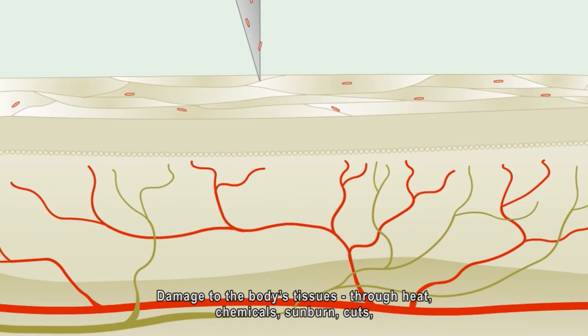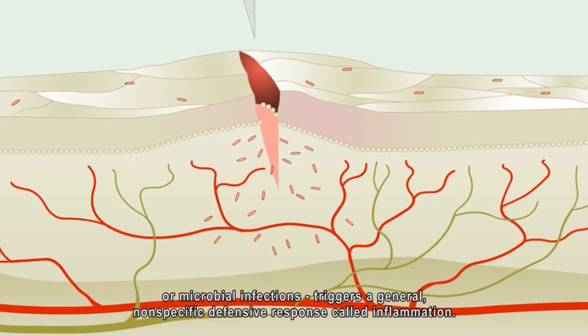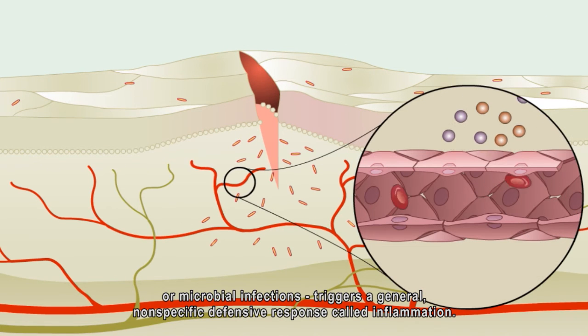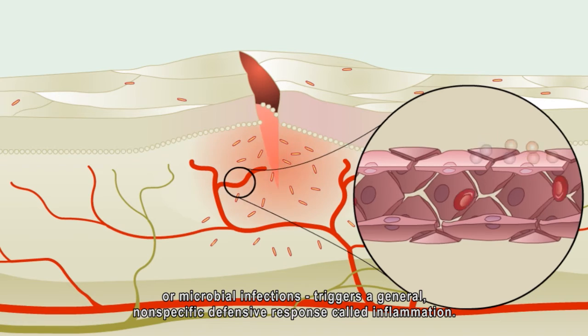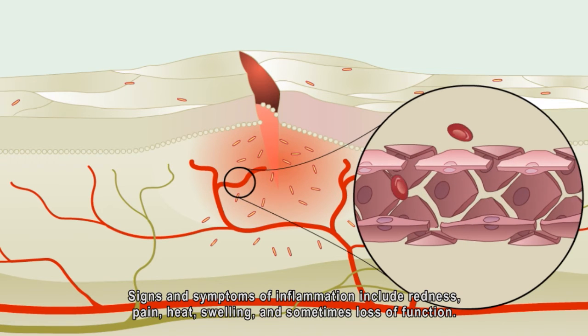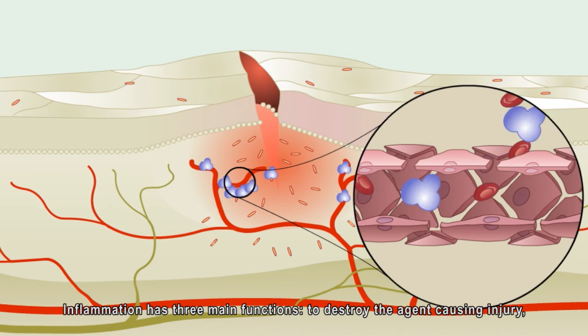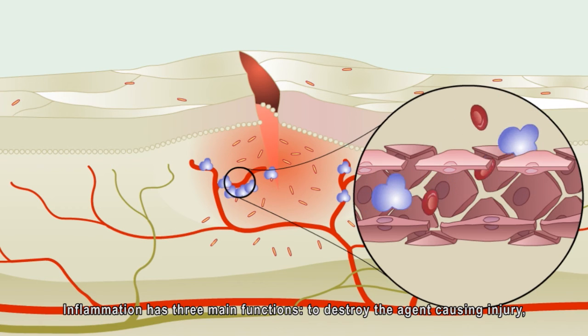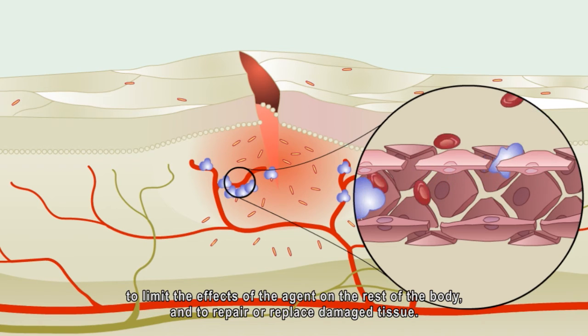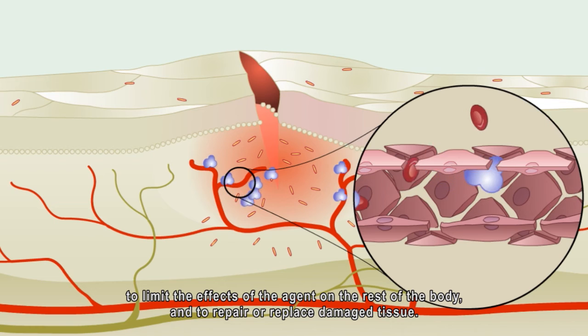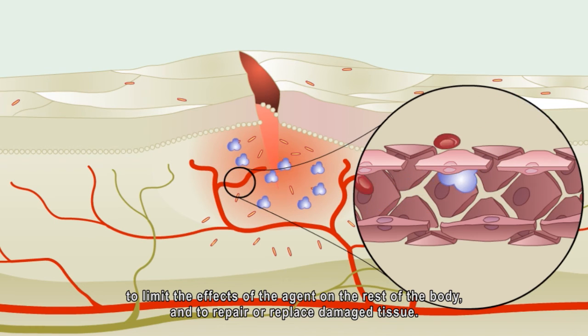Damage to the body's tissues through heat, chemicals, sunburn, cuts, or microbial infections triggers a general, nonspecific defensive response called inflammation. Signs and symptoms of inflammation include redness, pain, heat, swelling, and sometimes loss of function. Inflammation has three main functions: to destroy the agent causing injury, to limit the effects of the agent on the rest of the body, and to repair or replace damaged tissue.